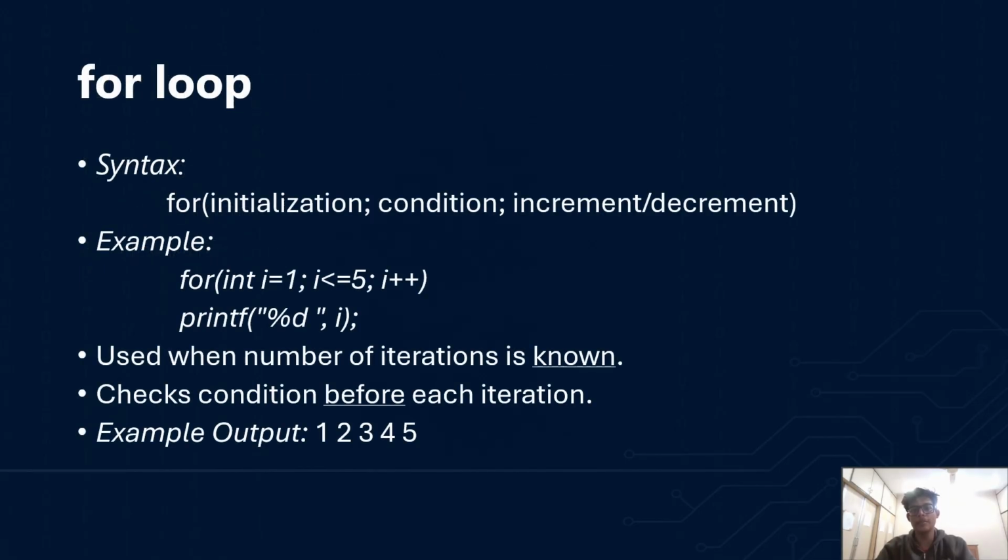For loop. The for loop is the most commonly used loop in C. It's especially useful when we know exactly how many times we want to repeat something. The syntax is shown along with an example. Here's what happens in the example.